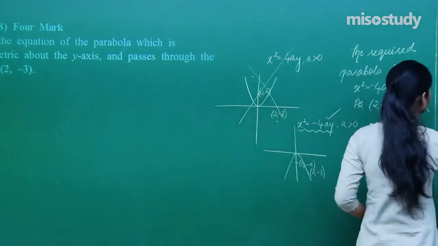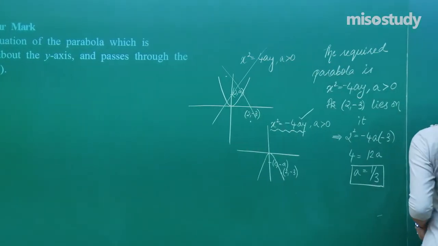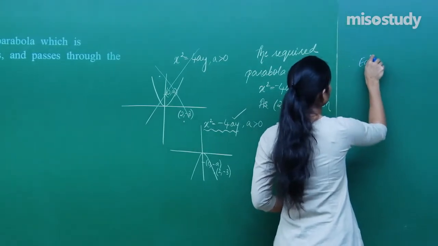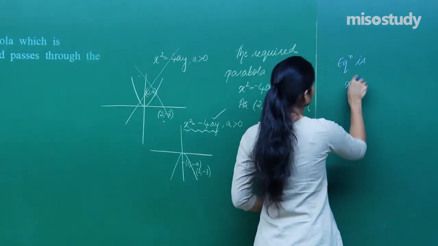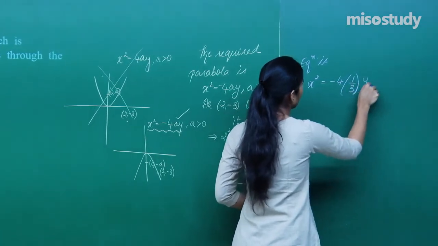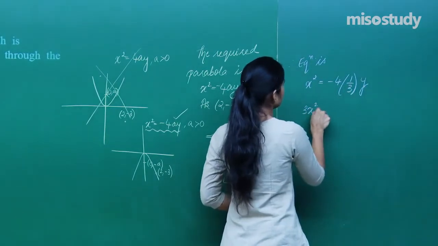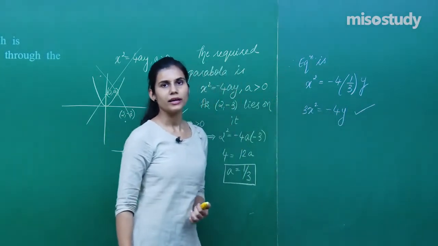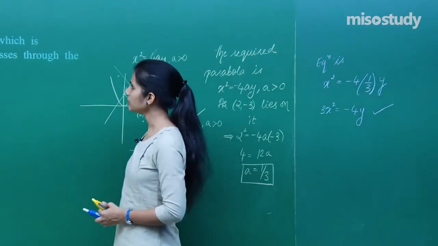Therefore, what is my required equation? Therefore, the equation is x square equals minus 4a y, that is 3x square equals minus 4y. That is the required equation of the parabola.